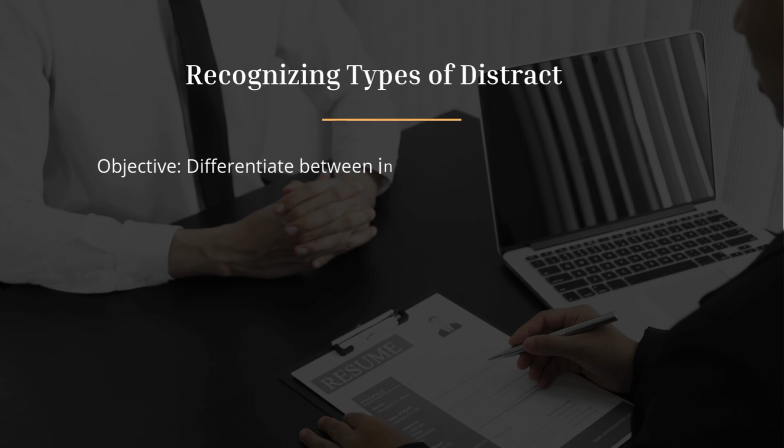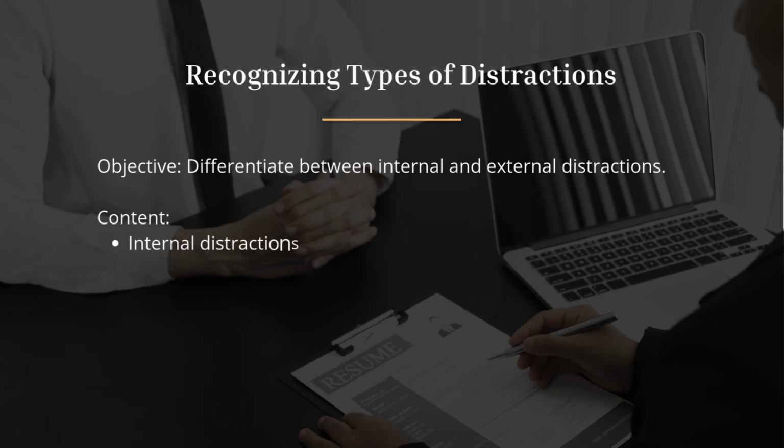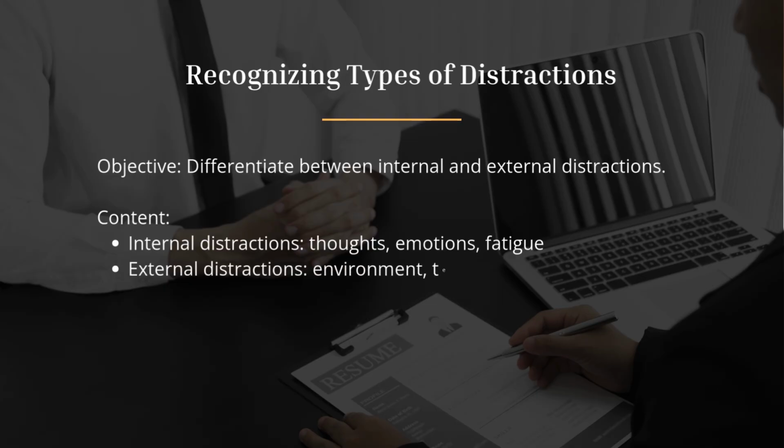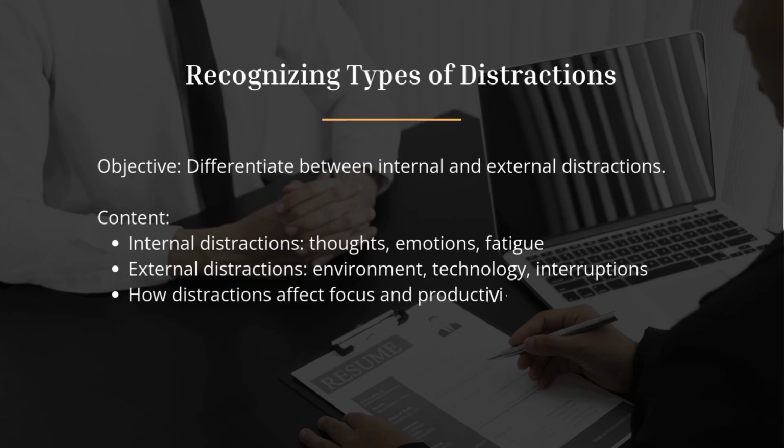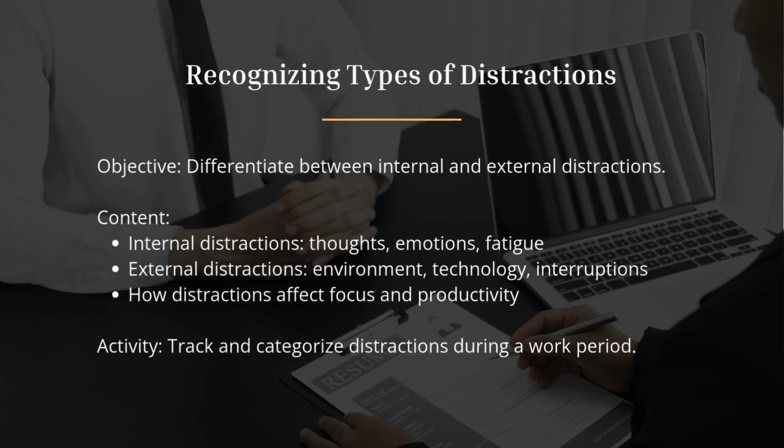Recognizing types of distractions. Objective: differentiate between internal and external distractions. Content. Internal distractions: thoughts, emotions, fatigue. External distractions: environment, technology, interruptions. How distractions affect focus and productivity. Activity: track and categorize distractions during a work period.